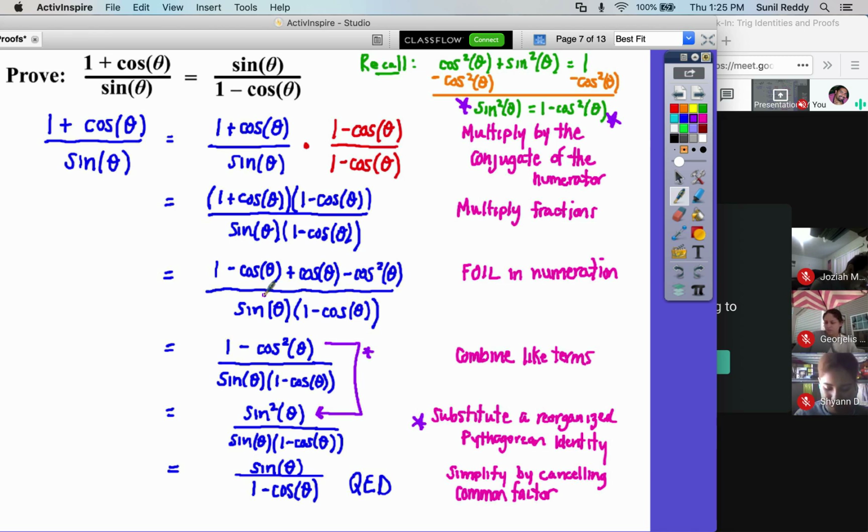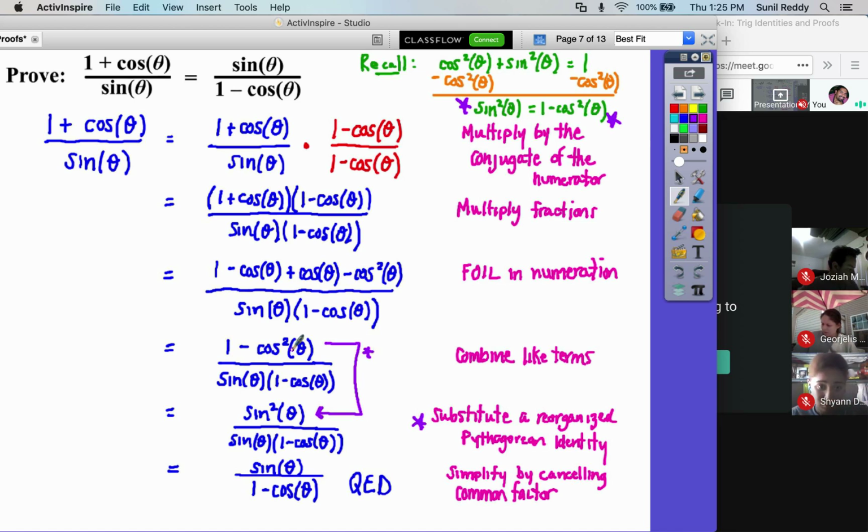So I'm leaving that sine and that 1 minus cosine separate for the time being, and later on I'll comment on that again. Now, adding like terms in the numerator, the negative cosine and the positive cosine cancel each other out, leaving me with 1 minus cosine squared in the numerator, and the denominator is still the same. Then what I have here, I put a little star.